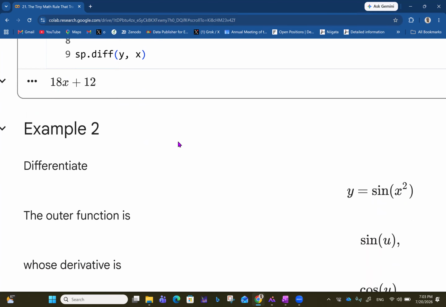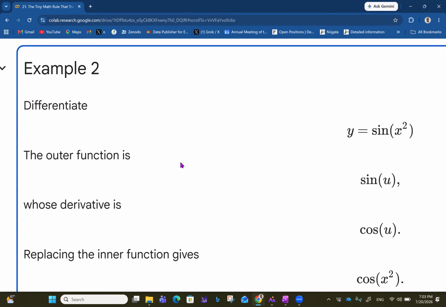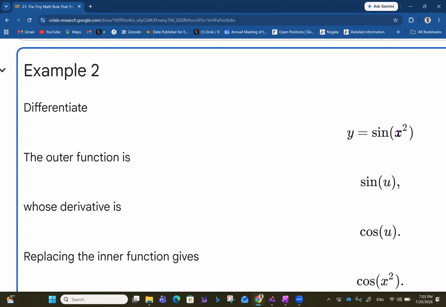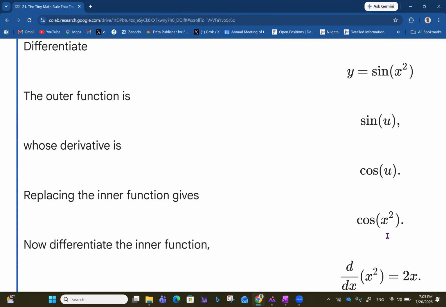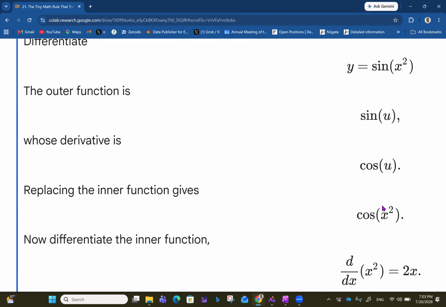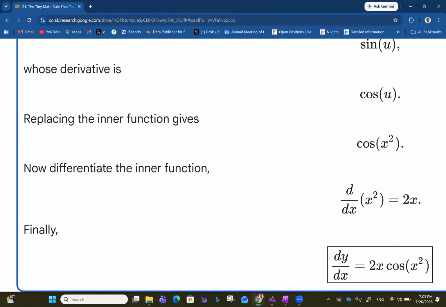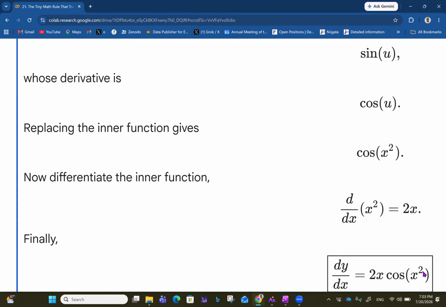So example 2 now: you have y equals (sine x) all squared. So the outer function is actually u squared, where u is sine x. Then if you differentiate u squared, you get 2u, so replacing the inner function gives 2 sine x, because u is sine x. Now differentiate the inner function: d dx of sine x is cos x. Finally, dy dx is 2 sine x cos x. And that's the result you get.